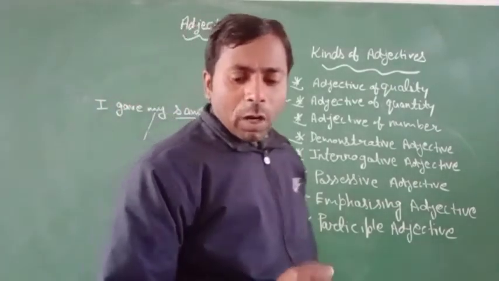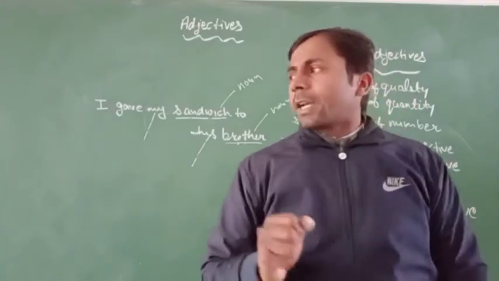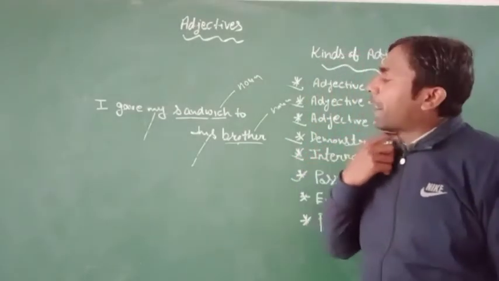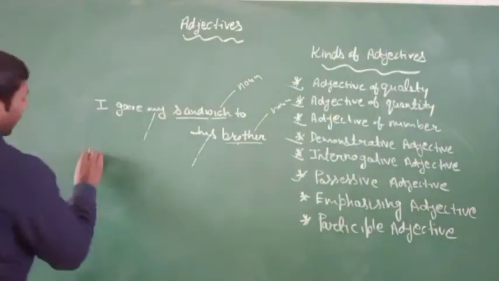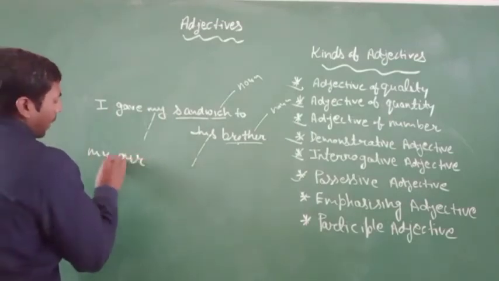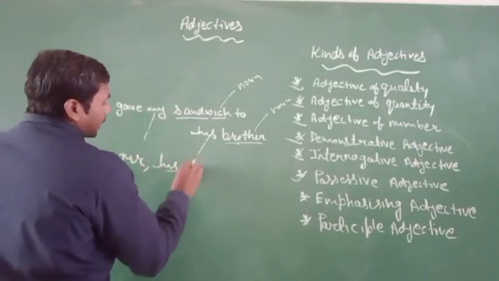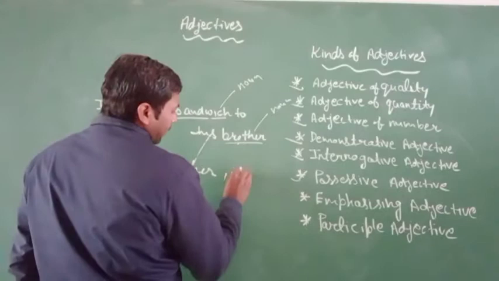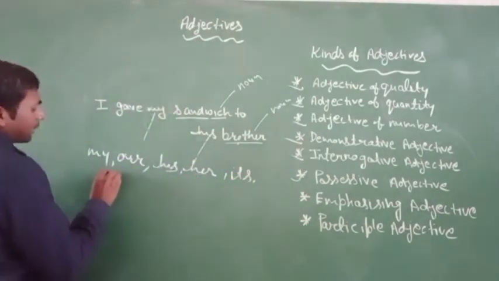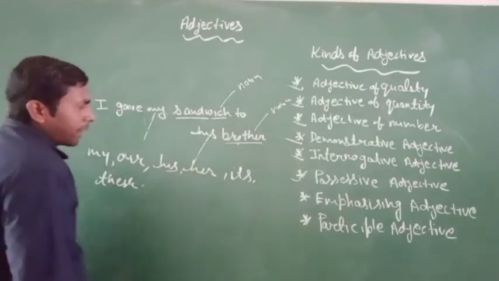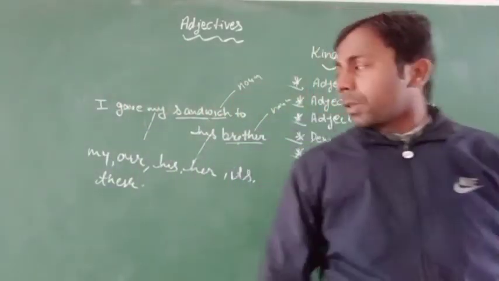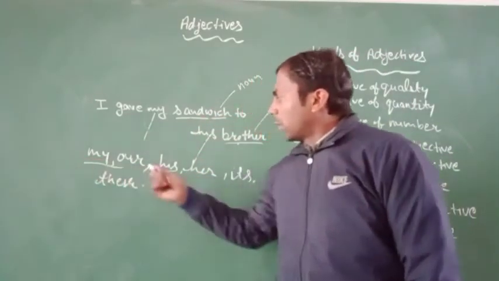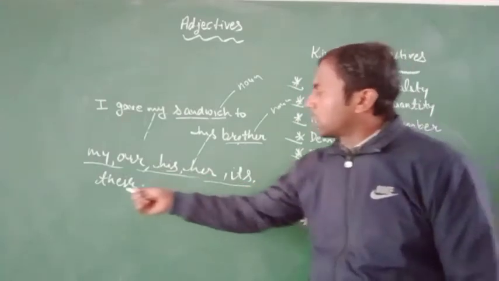The possessive is a kind of determiner, and the possessive determiners are my, our, his, her, its, their. I think when you read about the part of the pronoun, then you can also be introduced to this type of word.